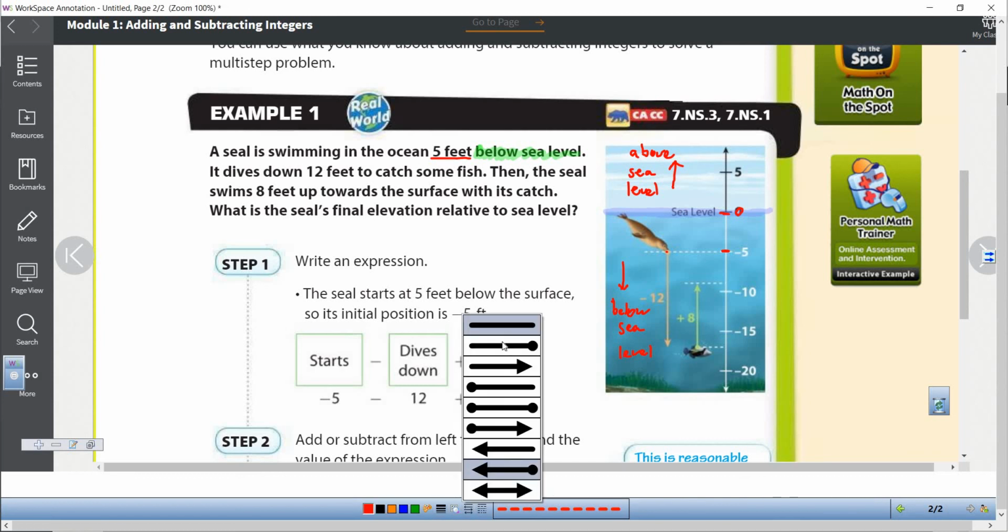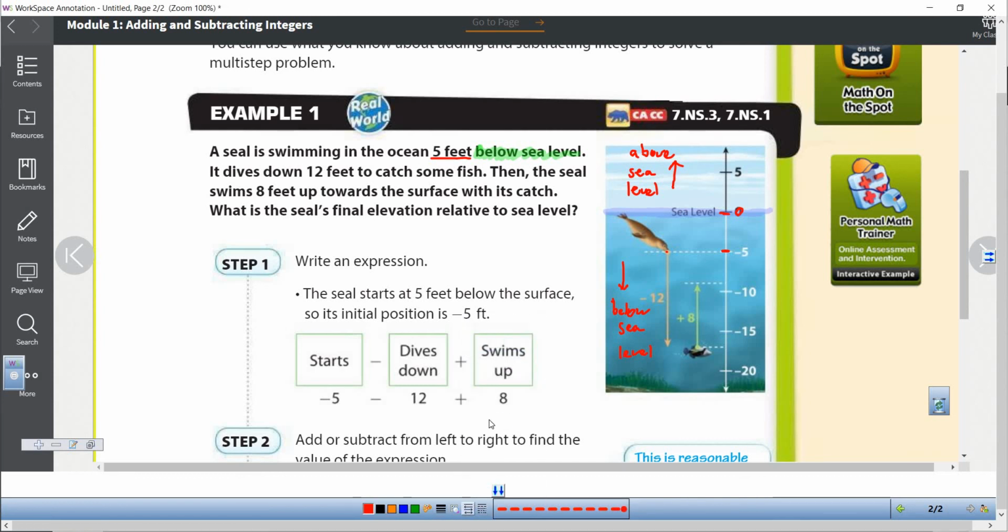So let me get an arrow here. Nope, that's not an arrow, Mr. Reeves. Let me get an arrow. Let me ditch those. All right. And then he goes, I'll use blue. Then he goes down, right? So it actually already was down 5. That was our -5. Then it goes down 12.